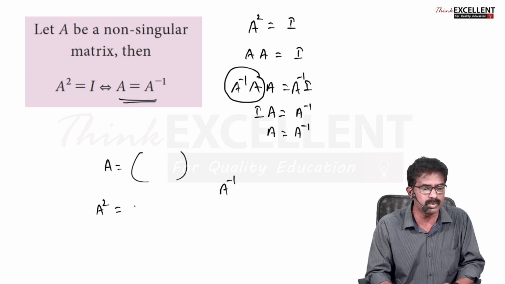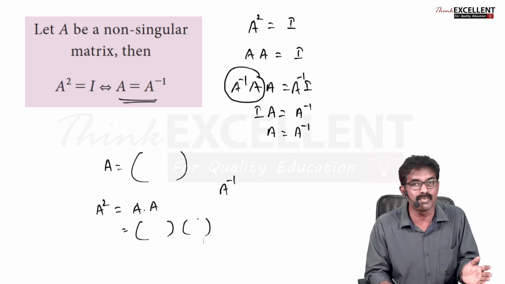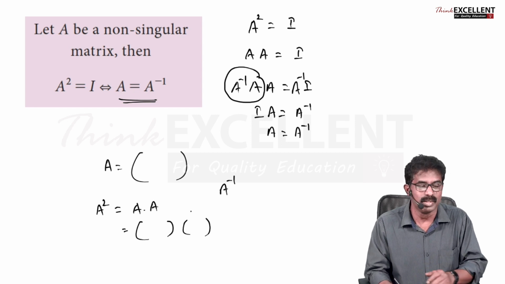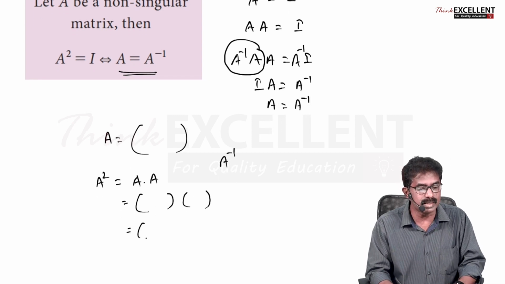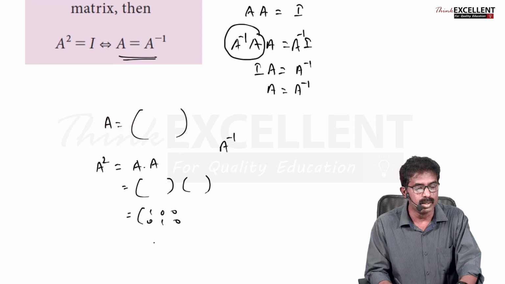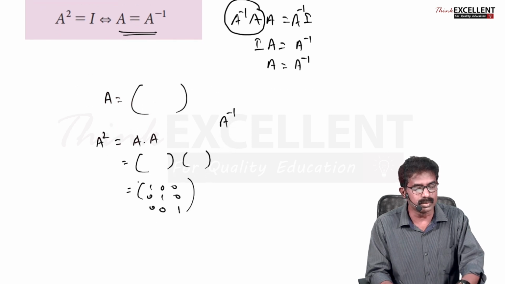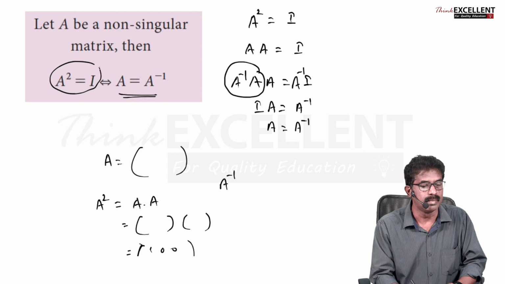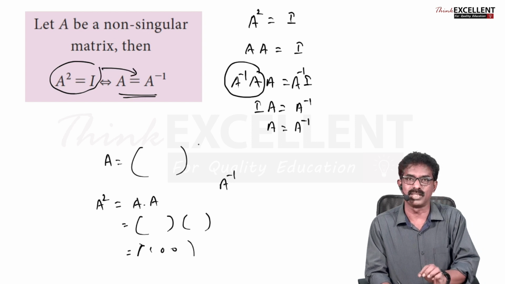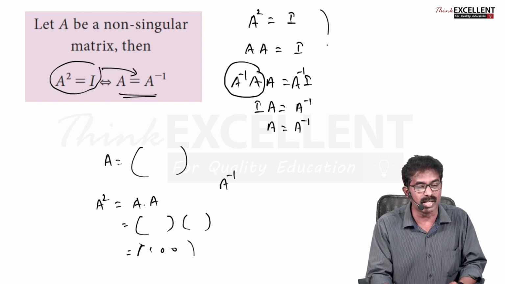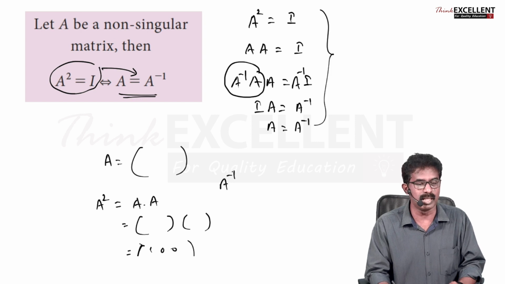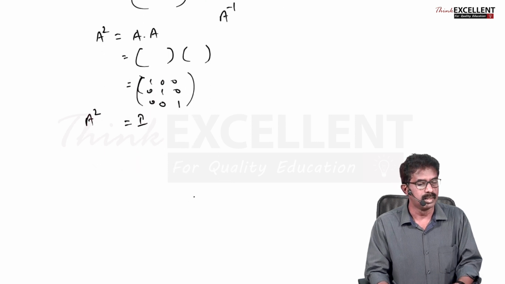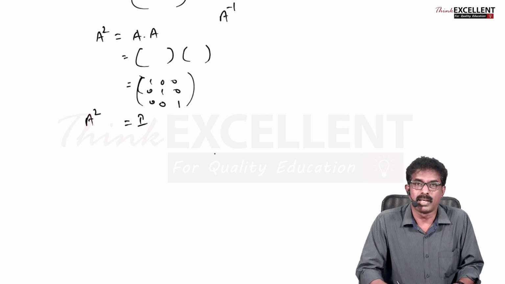A square you find out. A square means A into A. So multiply the matrix 2 times. Very simple. Instead of finding all the cofactors and all, right? So you find A into A. If your answer is 1 0 0, 0 1 0, 0 0 1, so A square equals I. If A square equals I, then you can say A inverse equals A. If you want, you can write this proof also. Okay, it is not a tough thing. Very simple only. So hope you understood that. Okay, that's all the theory part in inverse.